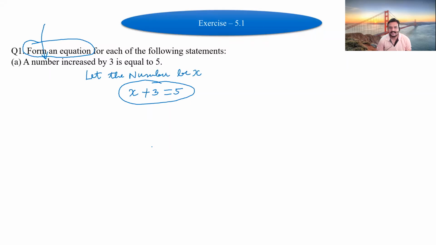सबसे पहले let the number be x because we don't know the number. So वो number x है हमारा, उसको 3 से increase करने के बाद क्या हो जाए x plus 3 and it is equal to 5. So x plus 3 is equal to 5. We have to just form the equation.